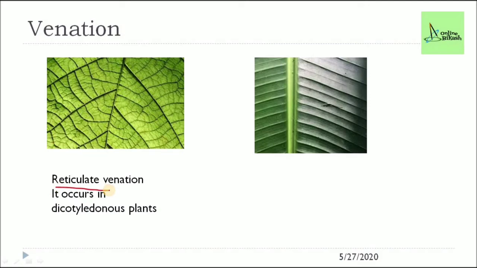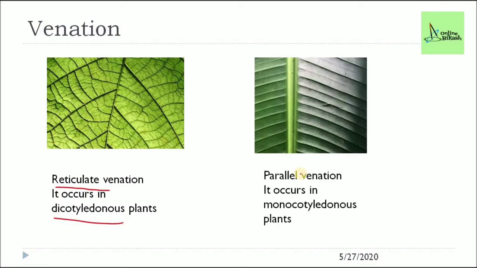This pattern of leaf veins is called reticulate venation, and it occurs in dicotyledonous plants. What is a dicotyledonous plant? The plants that produce seeds with two cotyledons. And this type of venation is called parallel venation. Parallel lines, no? So it occurs in monocotyledonous plants like grass. You can find parallel venation in paddy, rice, any kind of grass. Bamboo is also a grass, not a tree, huh? So in bamboo also you can find parallel venation.